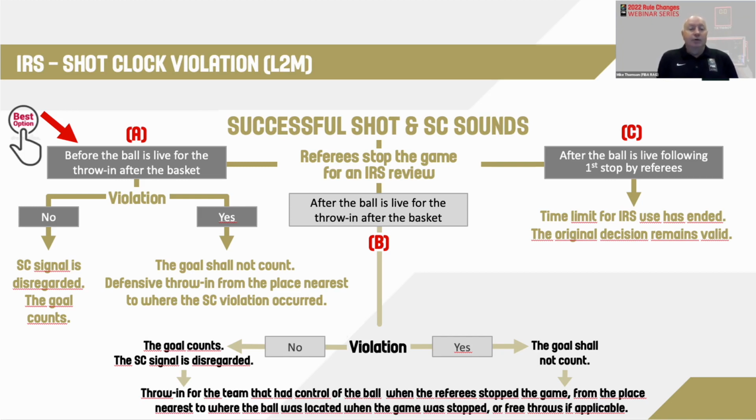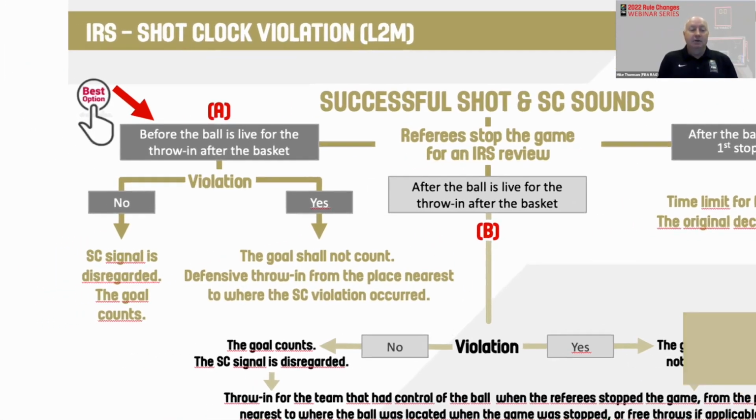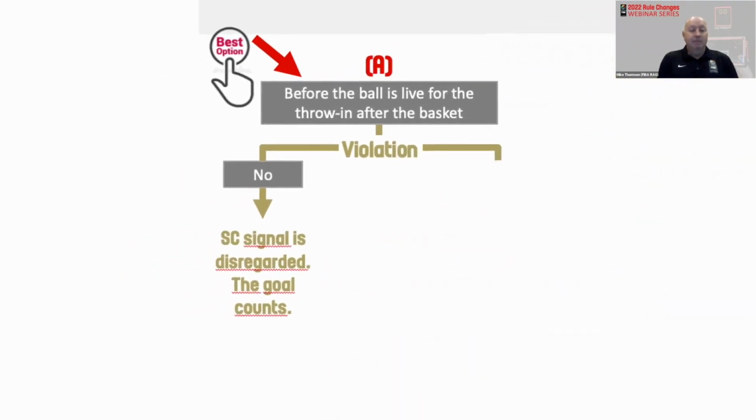So we're dealing with a potential shot clock violation in the last 2 minutes, and we have a successful shot and the shot clock horn sounds. You should, as the referees, if there is a need to review that play, stop the game immediately. Looking on the left-hand side of the slide, we have our option A, and we refer to this as the best option.